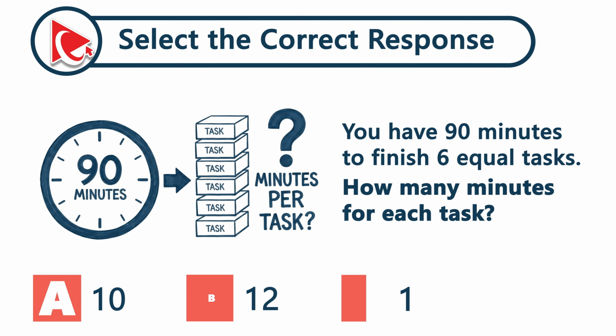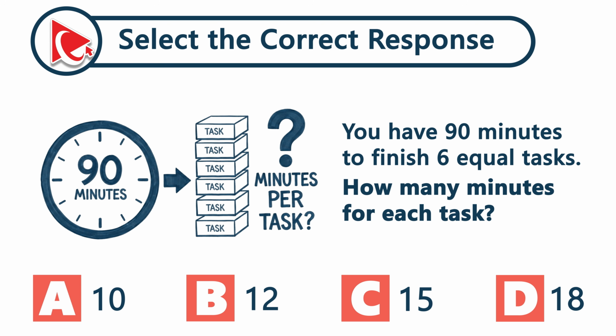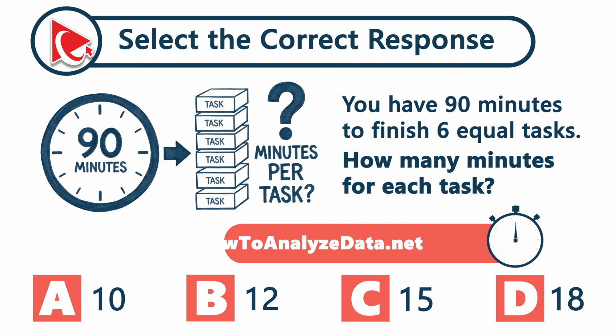You have 90 minutes to finish 6 equal tasks. How many minutes for each task?